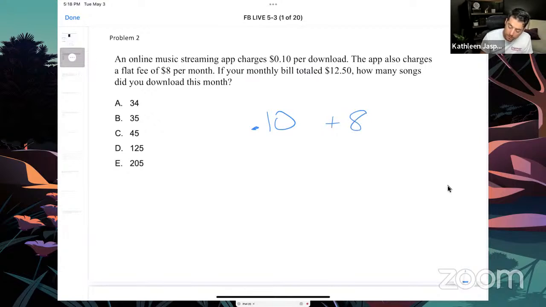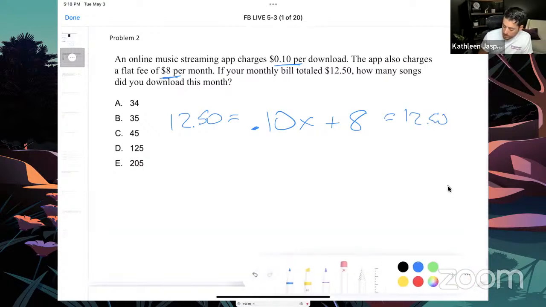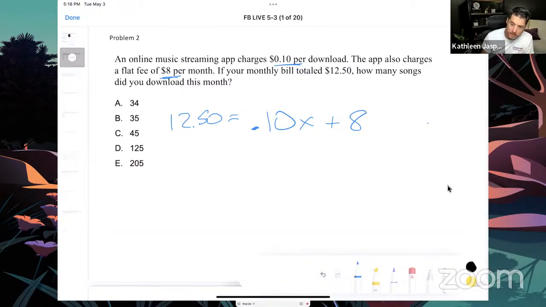If your monthly bill totaled $12.50, how many songs did you download? Well, I take my songs, and then I also take my fee. So it's 10 cents per song, $8 per fee. If I don't know how many songs I have, because it's per download, that's where my variable goes. And then all of this is set equal to $12.50, and I'll show you why I'm writing it this way. You could also do $12.50 here. But the only reason why I say this is because if you ever see this type of problem, this is the pattern where you're charged something for a certain amount.